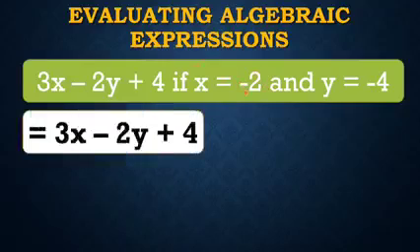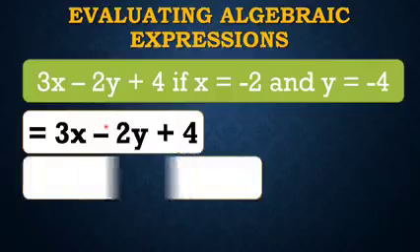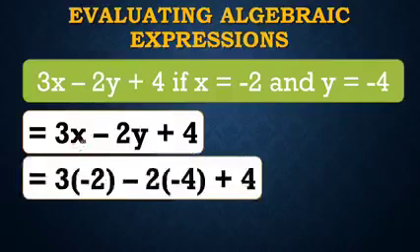So, let's copy first the expression, that is 3x minus 2y plus 4. We have the conditions, yung x magiging negative 2 again, and yung y magiging negative 4. Thus, the expression becomes 3 times negative 2 minus 2 times negative 4 plus 4. By the way, the operation of 3x is multiplication. 3x simply means you are going to multiply 3 by x. Ganon din yung case ng 2y. You need to multiply 2 by y.